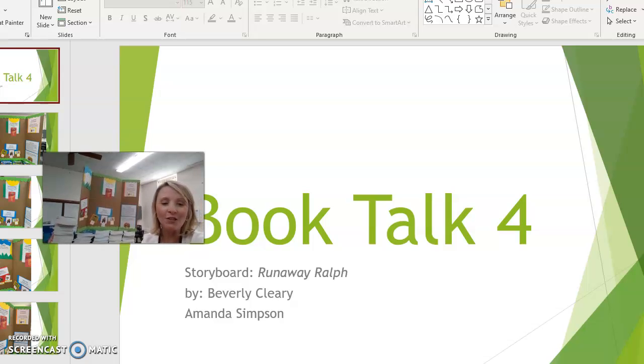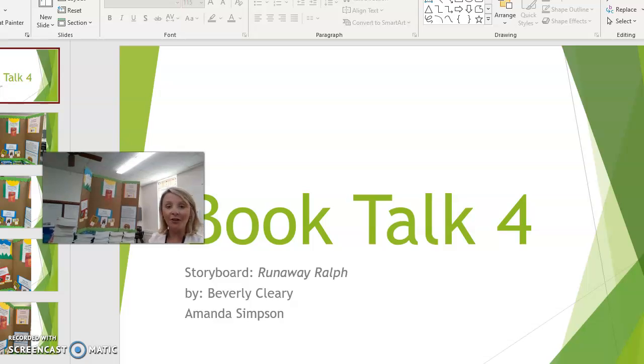Today I'm going to talk to you about my book talk number 4 for my storyboard, Runaway Ralph. My office is a little awkward for video recording, and the height of the board just added to that awkward position. So I took pictures of my storyboard, and as we talk about the book, Runaway Ralph, I'm going to refer to my PowerPoint presentation. I just took pictures and put it on the slide, but I will introduce my board.